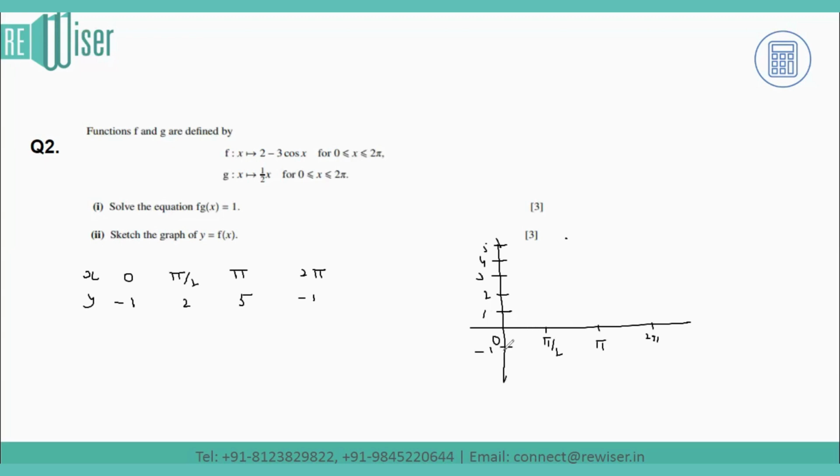At pi by 2, it will be 2. So it is starting something like this, climbing onto the max value at pi, which is 5, and then again dipping down at 2 pi to minus 1. So that will be the sketch of this particular curve.